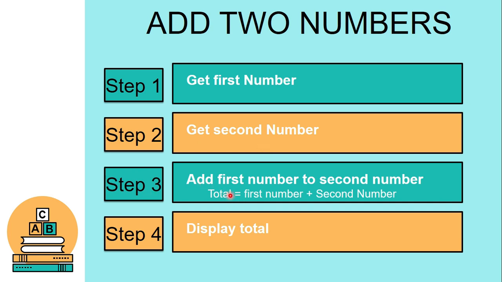For that, I have written here a simple equation: total equals first number plus second number. This is the calculation part, and step 4 is to display the total. Here, getting the first number and the second number means the inputs. We are going to get the inputs from the user, and display total means the output. We are going to display the output to the user. This part is the process part, that means a calculation in this example.